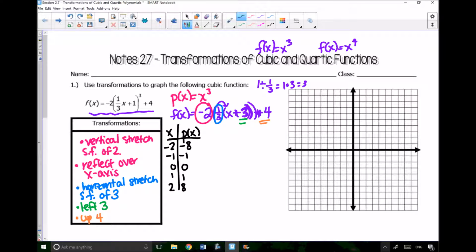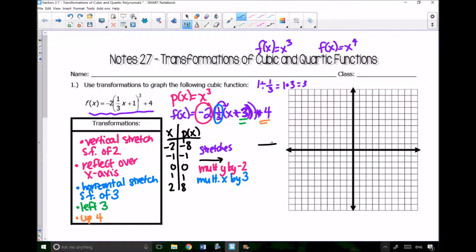Okay, so now remember, when we do our transformations, we want to do our stretches first. So the first transformation that we have here are going to be our stretches. So when I do my stretches, this is a vertical stretch of 2. This says multiply the y values by -2. So I'm going to multiply y by -2. And then this right here is telling me if I have a horizontal stretch with a scale factor of 3, this is telling me that I have to multiply x by 3.